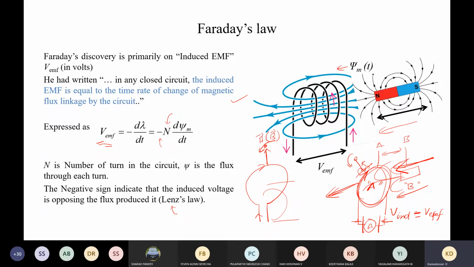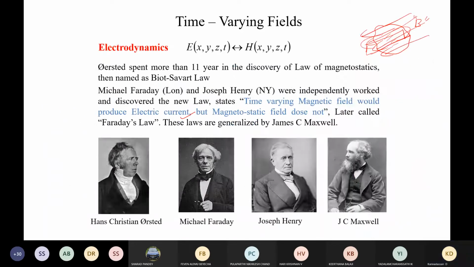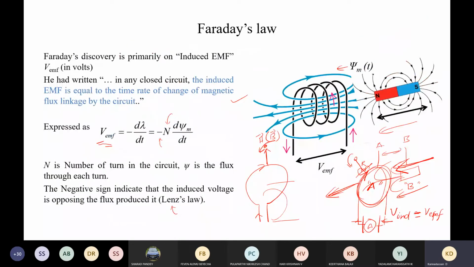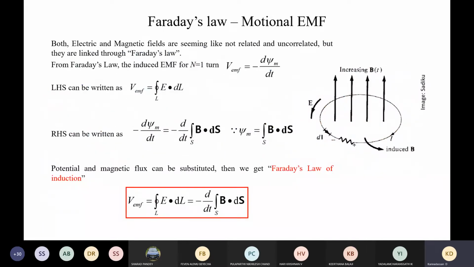So that is what we are calling Faraday's law. You have to understand that this is not vice versa. Yes, current can produce the static magnetic field, but a static magnetic field cannot produce the electric current. Okay, so that is what you have to understand out of Faraday's law. Now, this Faraday's law we can easily substitute with the conditions of both the electric field and the magnetic field, and this way we can easily relate the electric and magnetic field with respect to the time domain.